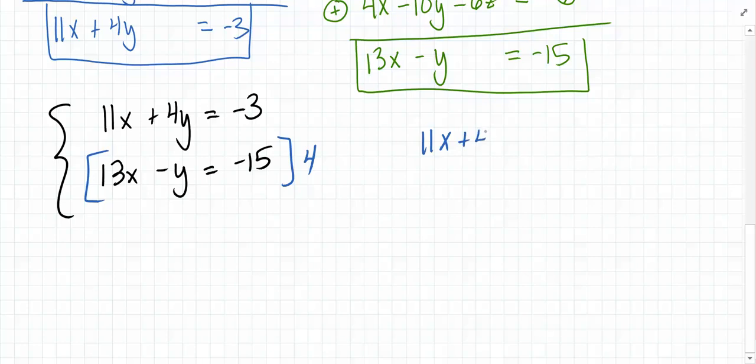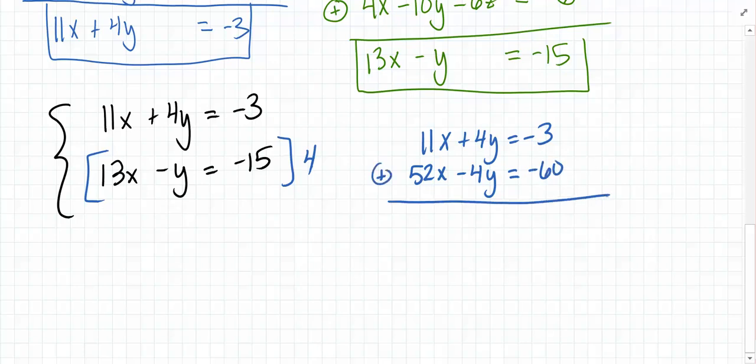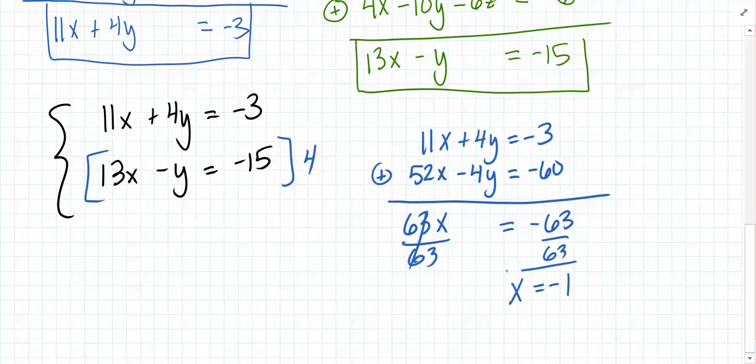11x plus 4y is equal to -3. So your 4 times 13 is 40 and 12, so is that 52? Is that right? So 52x minus 4y is worth, was that -60? Sweet. And again, we're just going to add these up. So I'm getting 63x is now worth -63. Hey, check this out. Did I say I'm getting that x is worth -1? Hey, that was really nice. That turned out to be really nice.